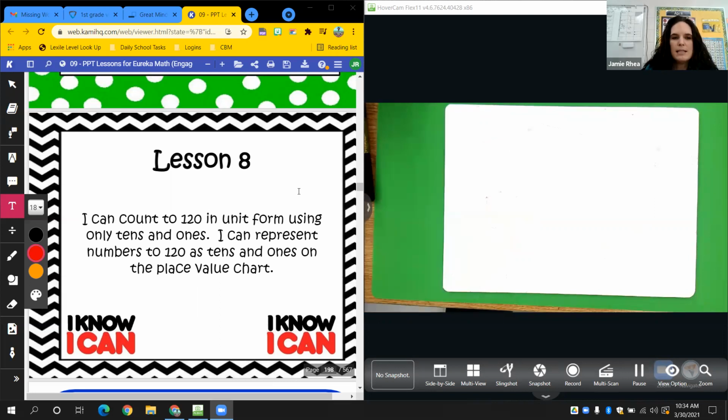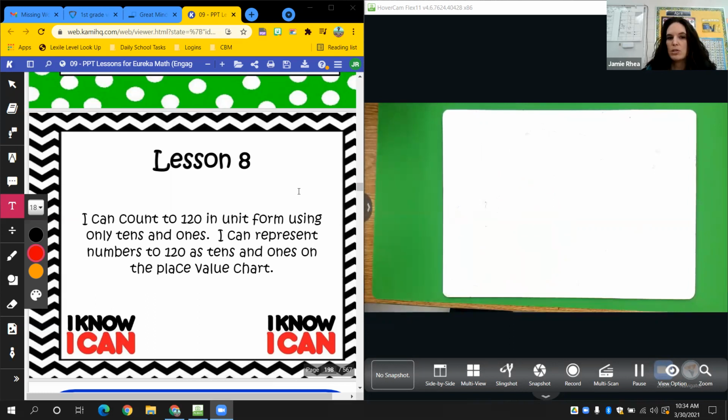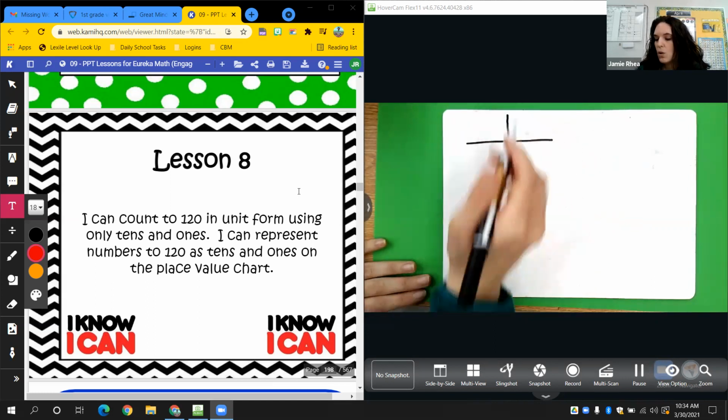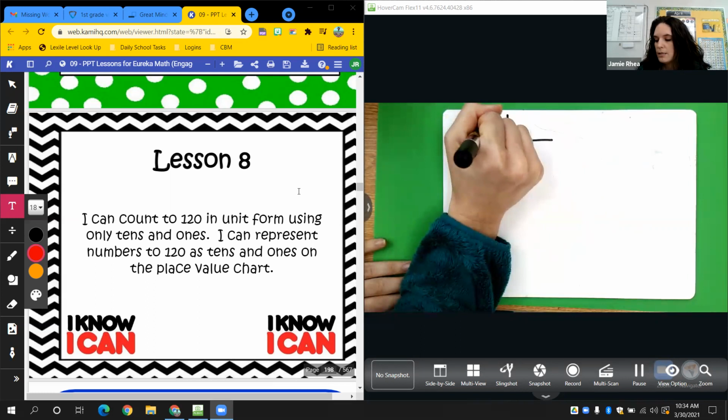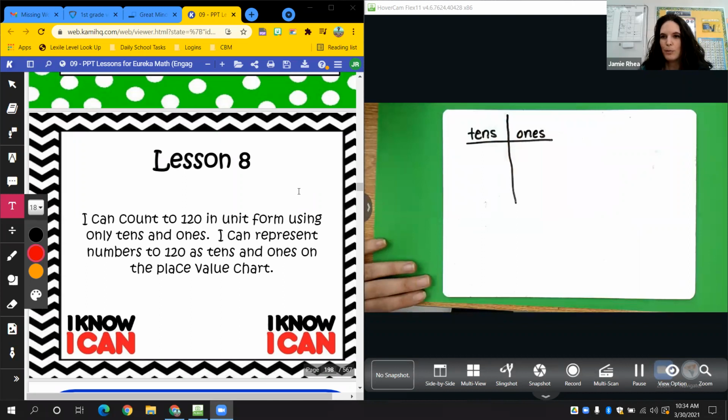Alrighty, today, lesson 8, I can count to 120 in unit form using only tens and ones. I can represent numbers to 120 as tens and ones on the place value chart. So yesterday we talked about how to write numbers and we could count on up to 120. Today we're going to write numbers up to 100 using only tens and ones. Sounds a little complicated, but it's not as complicated as you think.